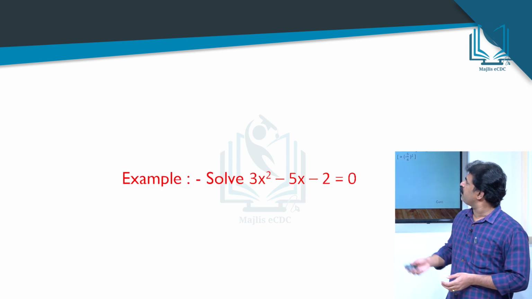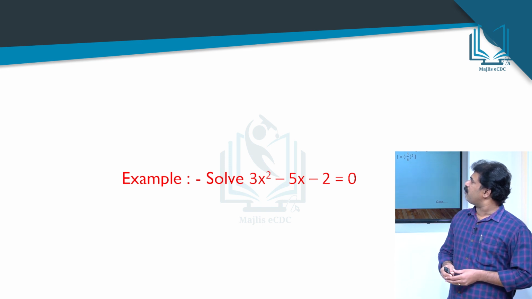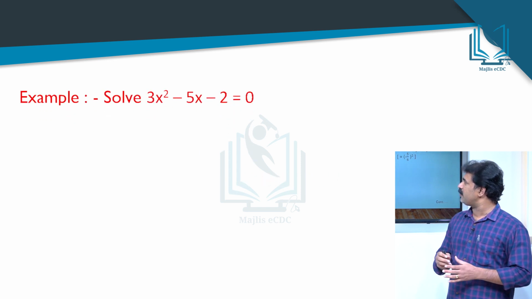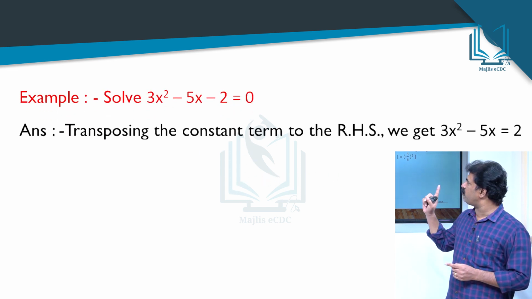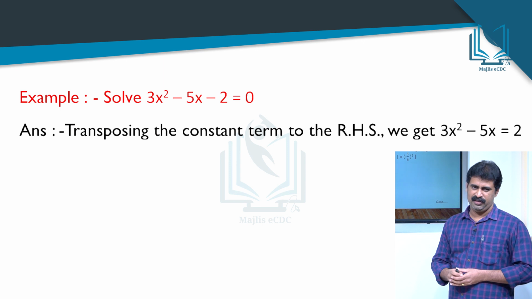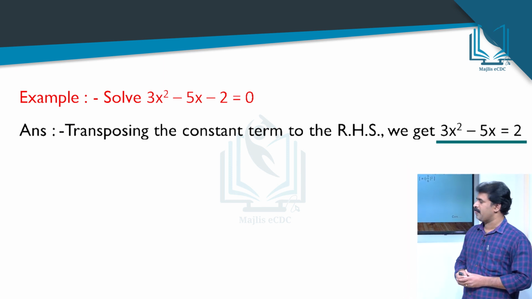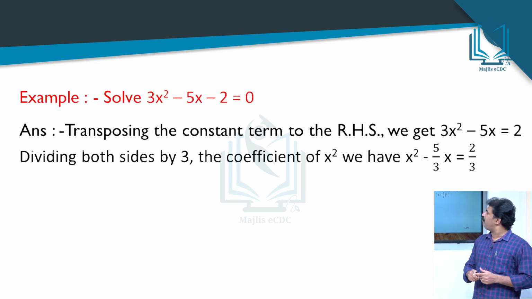For example, consider the quadratic equation 3x square minus 5x minus 2 equals 0. In this equation, first we transpose the constant minus 2 into RHS. So this equation becomes 3x square minus 5x equals 2. Next, dividing by 3. That means dividing the coefficient of x square. Here coefficient of x square is 3. So dividing by 3 on the both sides of this equation. So we will get x square minus 5 by 3 x equals 2 by 3.